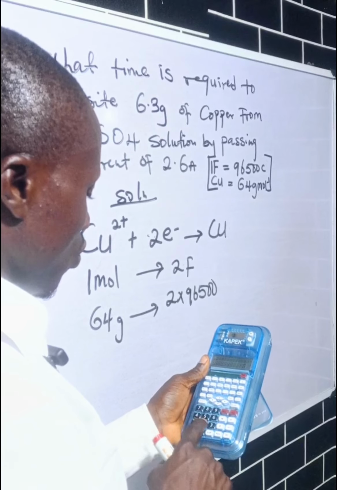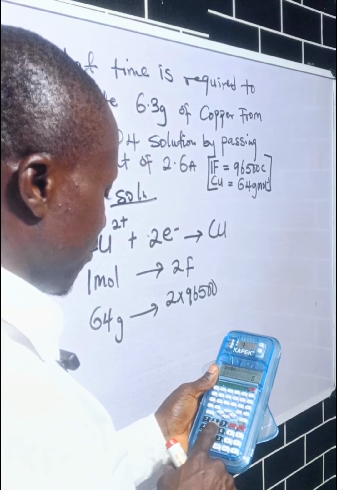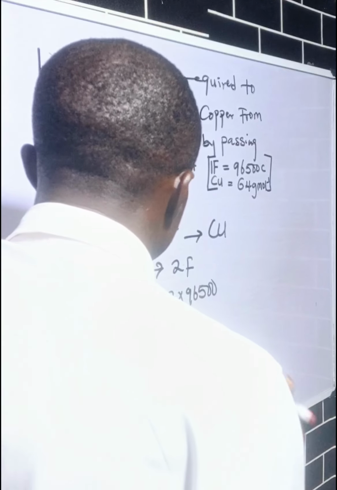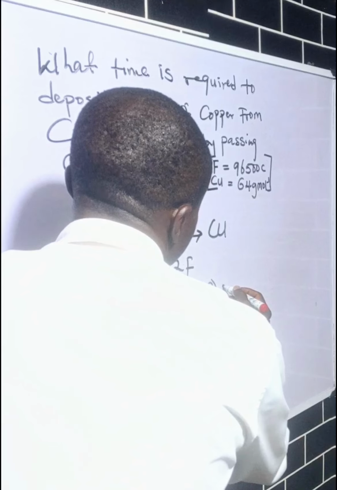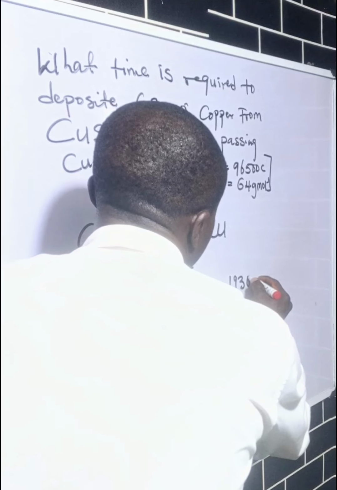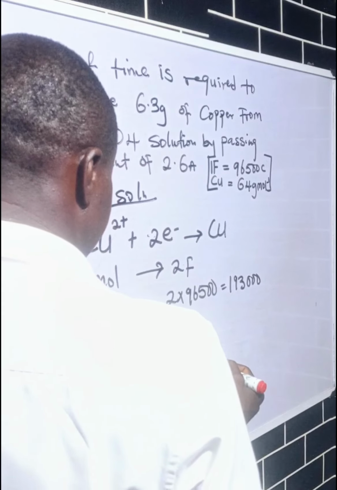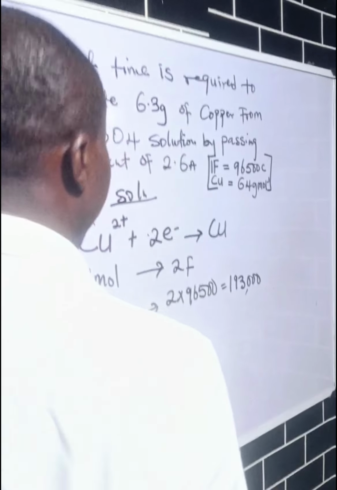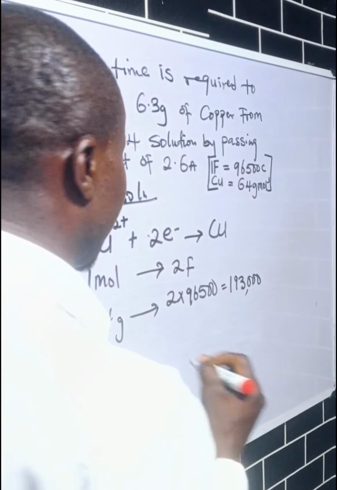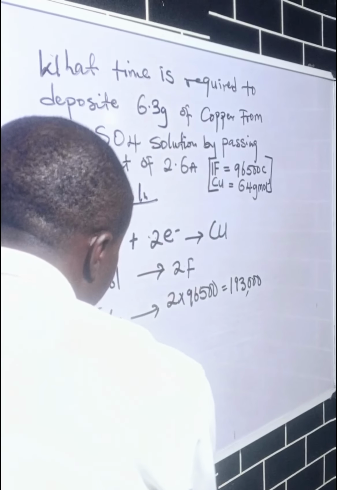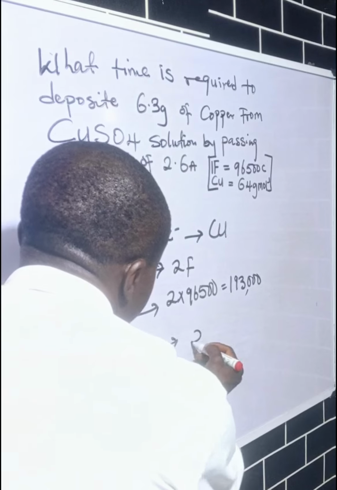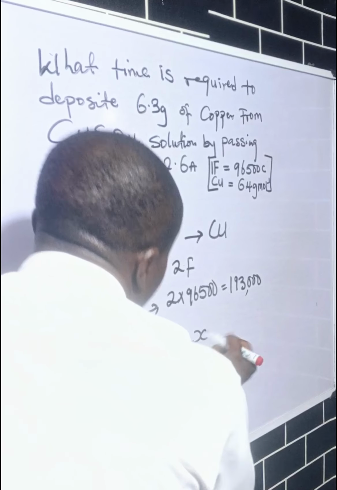Let's punch it on the calculator. We have 2 multiplied by 96,500. It will give us 193,000. Now, if 64 gram will deposit 193,000 coulombs, how many coulombs will 6.3 gram deposit?